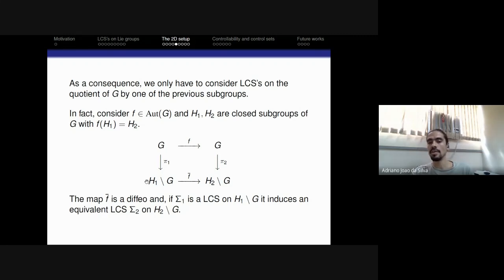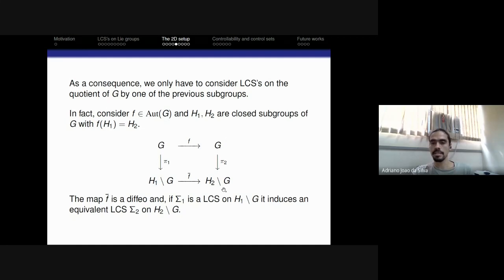And since it's a diffeomorphism, if you have a system on the homogeneous space on the right or on the left, it doesn't really matter, because through the diffeomorphism you can induce a second linear control system on the homogeneous space that you want. Meaning that if you have an initial linear control system on G by H1, you can consider the automorphism in G that takes H1 to one of the four subgroups that you had previously, and then you create this map F bar, and then you induce a linear control system here on G by H2 that is equivalent by diffeomorphism to the initial one, meaning that all the dynamical properties that you have on the LCS on G by H2 are the same as those of your initial LCS.